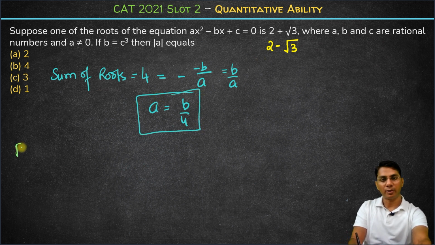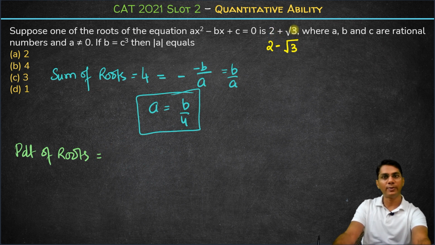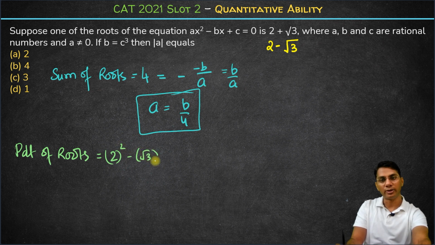This is the first thing that we have, a is equal to b by 4. Next, let's talk about the product of the roots. Now the roots are 2 plus root 3 and 2 minus root 3, so the product will be 2 plus root 3 into 2 minus root 3. That will be 2 square minus root 3 square. We also know that the product of the roots is the constant term divided by the coefficient of x square, which is a. So 2 square is 4, root 3 square is 3, 4 minus 3 is 1, which is equal to c by a. Hence, a is equal to c.